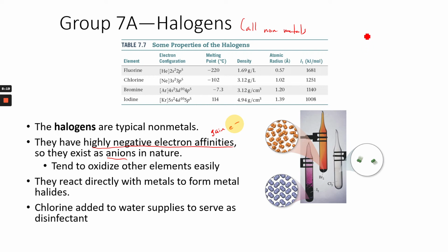So what you need to realize is, we have fluorine, chlorine, bromine, iodine, and astatine. The top 2 are gases. This one's a liquid. And then the last 2 are solids.